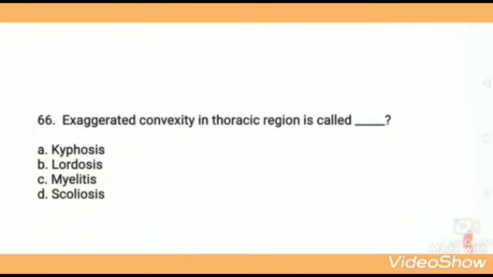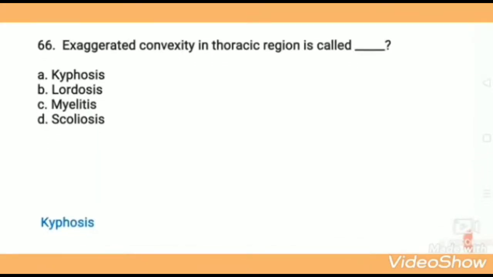Exaggerated convexity in thoracic region is called kyphosis, lordosis, myelitis, or scoliosis. So, the correct answer, exaggerated convexity in thoracic region is called kyphosis. Next question.